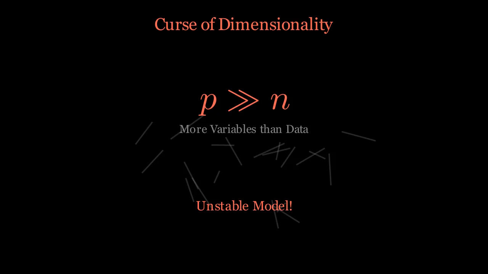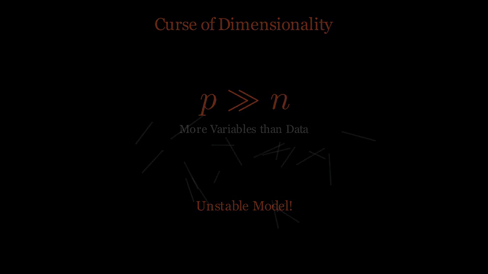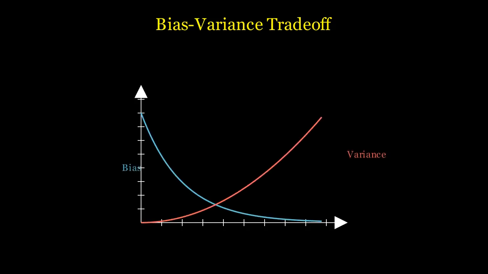A simple model has high bias, underfitting, while a complex model has high variance, overfitting. Machine learning is essentially the art of finding the sweet spot. Regularization is our primary tool for this, allowing us to intentionally introduce a small amount of bias to significantly reduce variance. Let's introduce the first hero of our story, Ridge regression, also known as Tikhonov regularization.